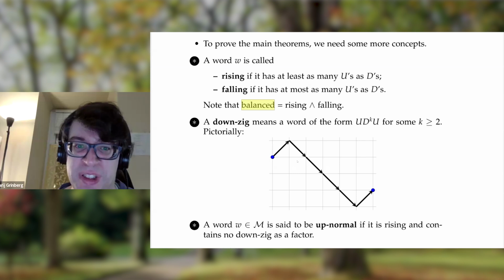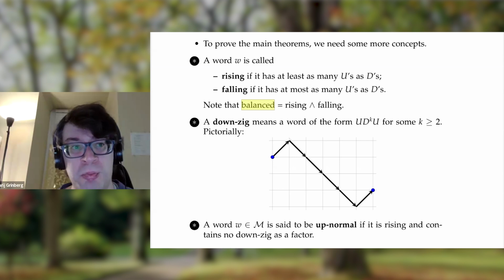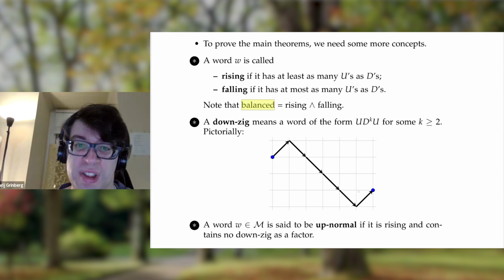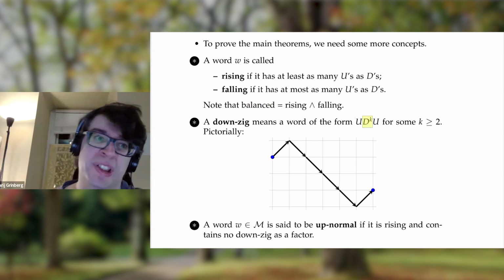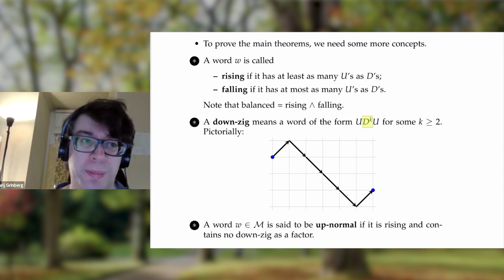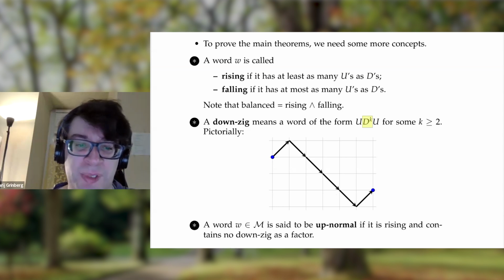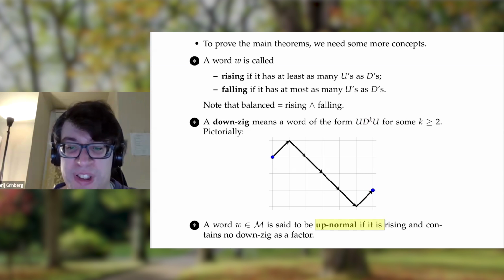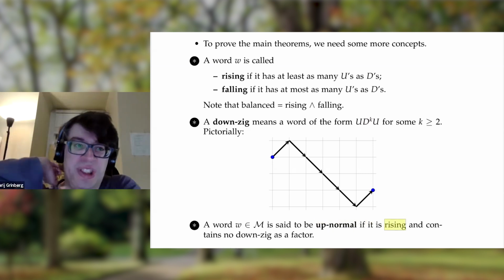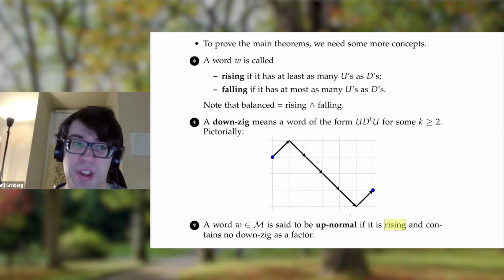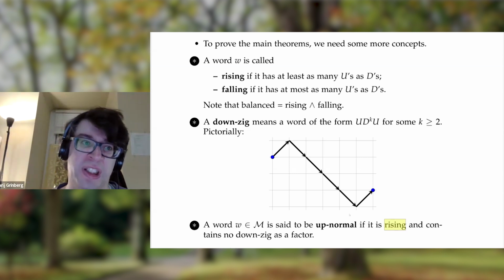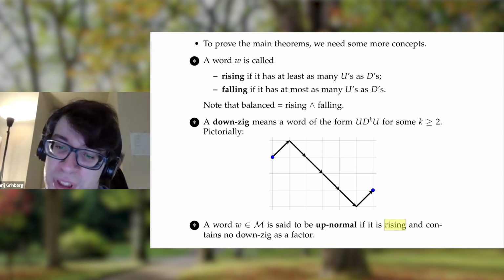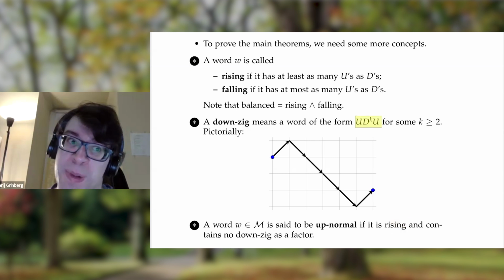I define a very specific type of falling word, which I call a downzig. It is a U followed by a bunch of Ds, followed again by a U. So notice that I require the bunch of Ds to be at least 2 Ds long, so I want it to be falling. And then I define a word to be abnormal if it is rising and contains no downzig as a factor. This is a weird condition. This is like a pattern avoidance condition, but I care only about factors, so only about contiguous patterns. So I want the word to be rising, and I want it to avoid all those patterns.